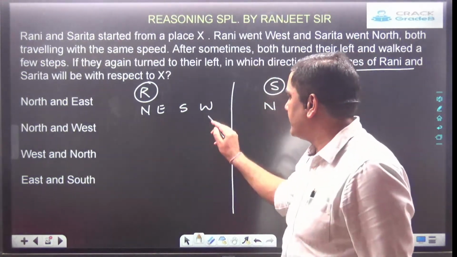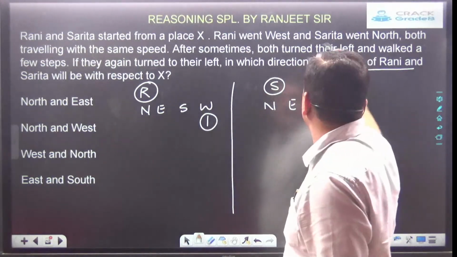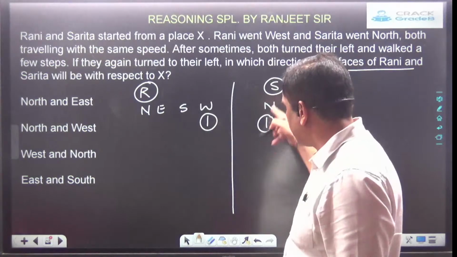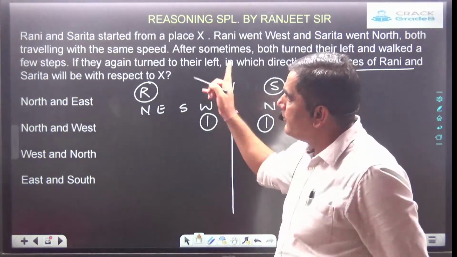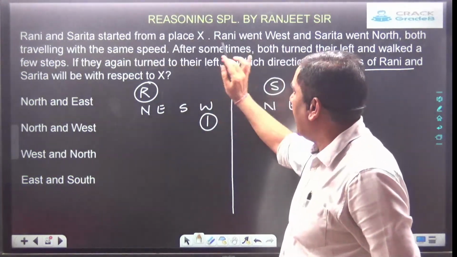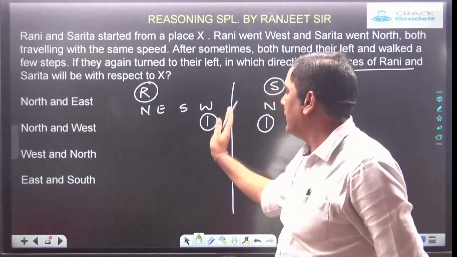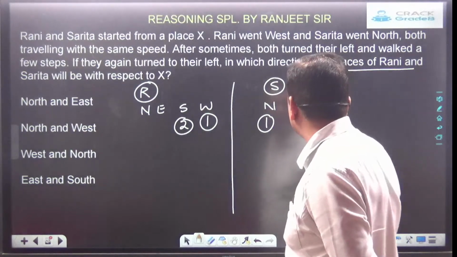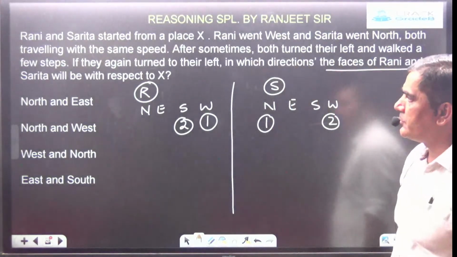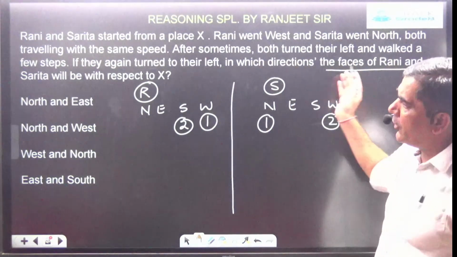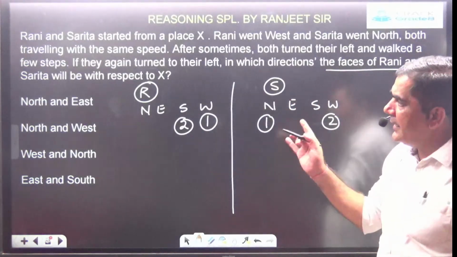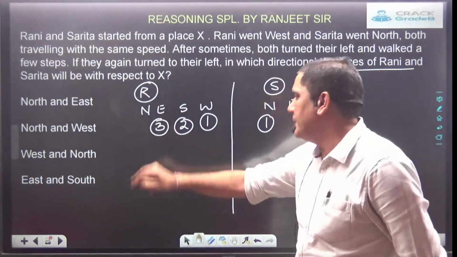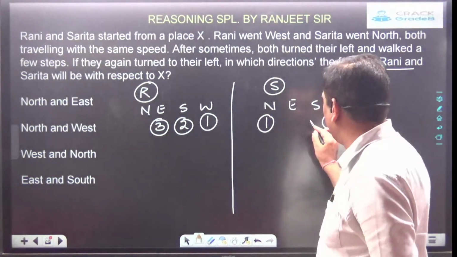Rani went west. And Sarita went north. Both traveling with the same speed. After some time, both turn towards their left. Left of west is south, and left of north will be west. Both turn to their left and walk a few steps. If they again turn to their left, left means what? Third will be east and this will be south.